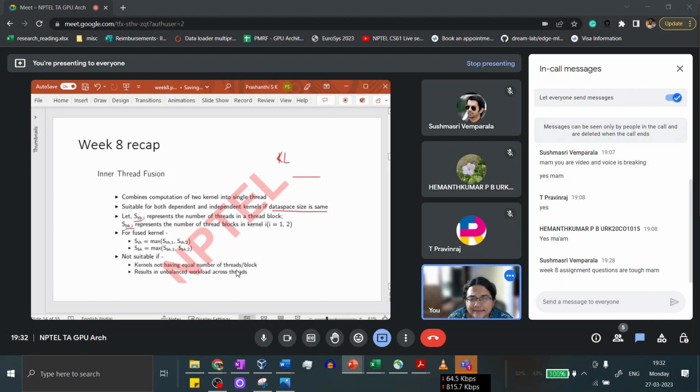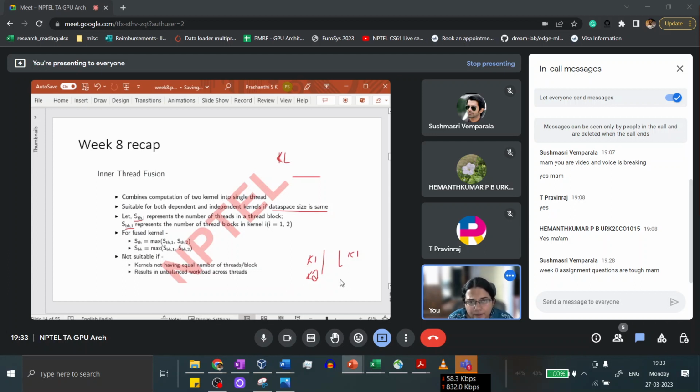But in case this does not have an equal number of threads or threads per block, right? If the two kernels that are involved, K1 and K2, don't have the same number of threads per block, then that might be a little inefficient, right? Why is that? Because now one thread might be doing both K1 and K2's work, whereas another thread might be doing only K1's work, right? So there's not very balanced work across threads, and some will remain idle.